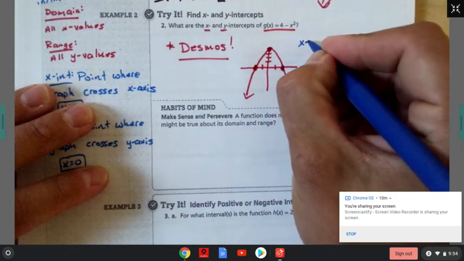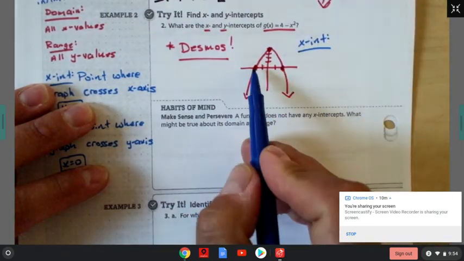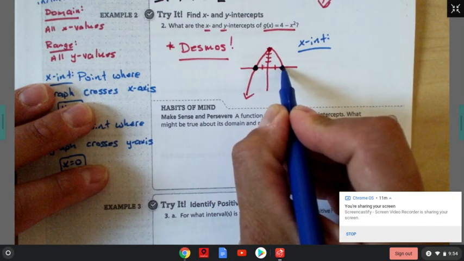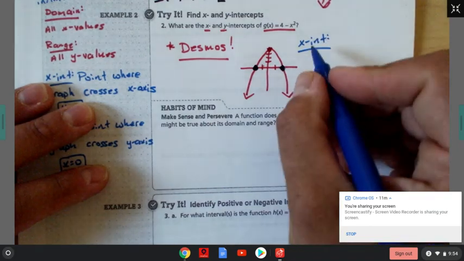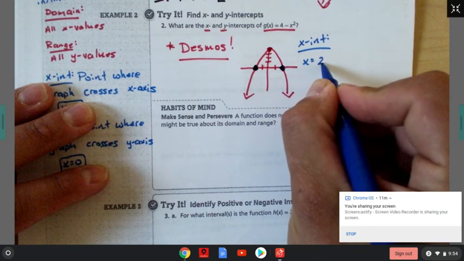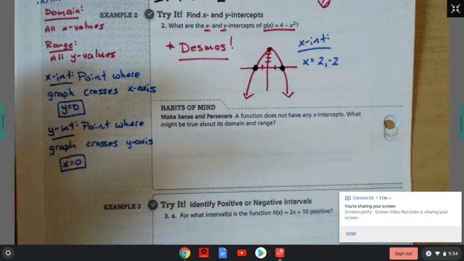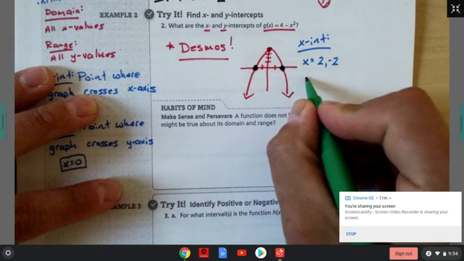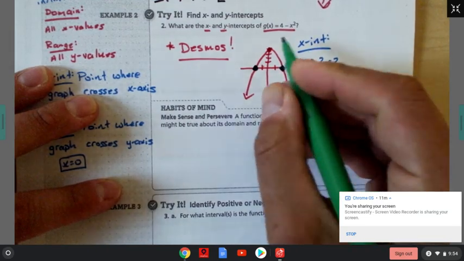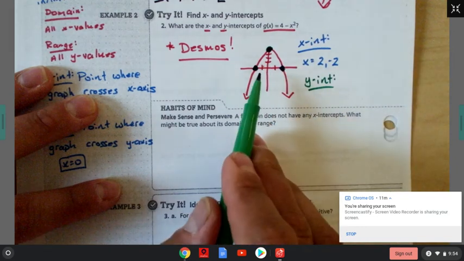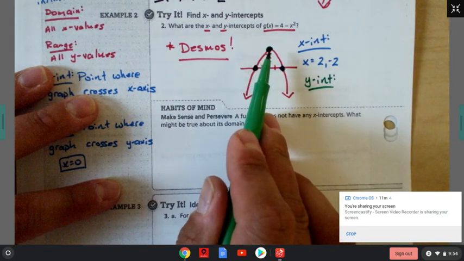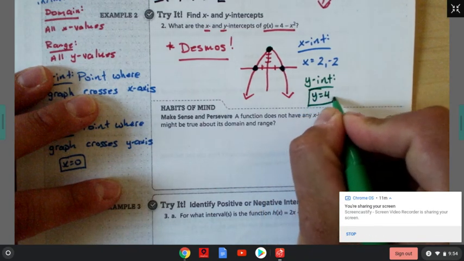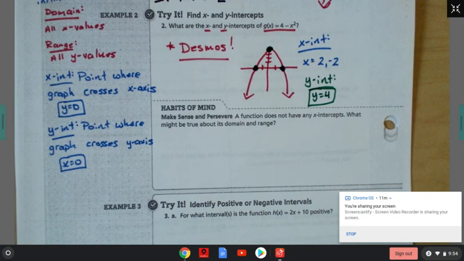So the x-intercepts in this case are where it crosses the x-axis, right? So that would be this point and this point. Wherever it crosses is it. So we are going to say that the x-intercepts are 2 and -2. That is where it crosses. And that would mean that the y-intercept is where we cross the y-axis, which would be that one up top here in green. Kind of hard to see my colors, but up there in green would be the y-intercept. So that would be y equals 4. So we have our x-intercept and we have our y-intercept.